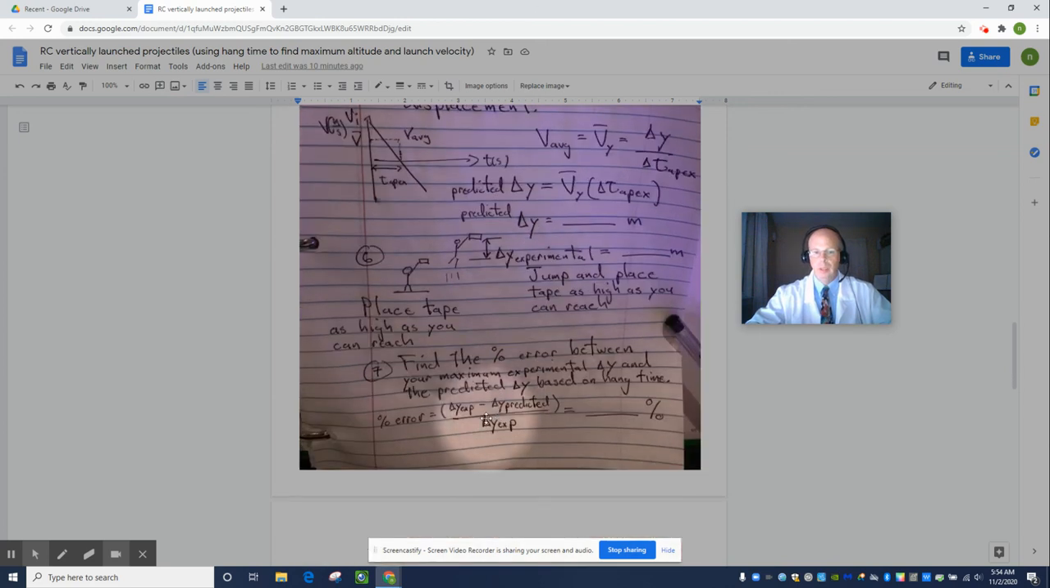And we're going to do a classic percentage error calculation. We're going to do the experimental value minus the predicted, all divided by the experimental to find the percentage error.